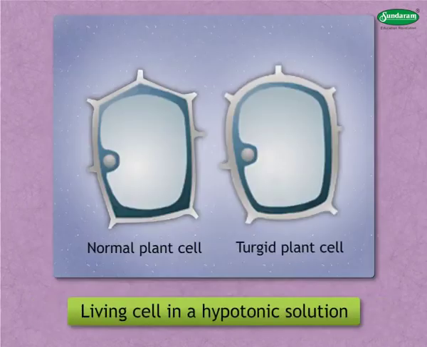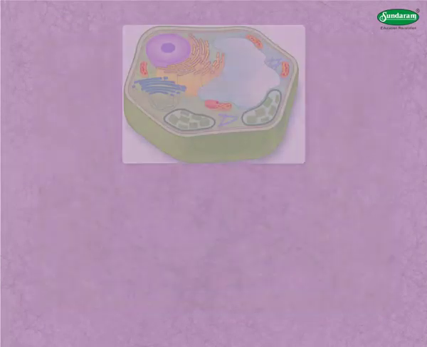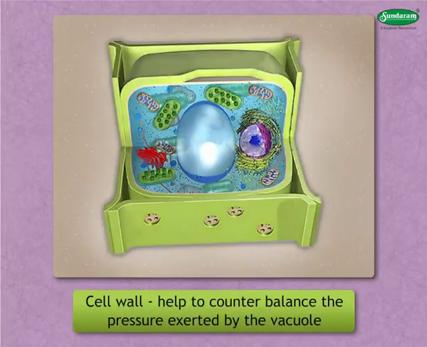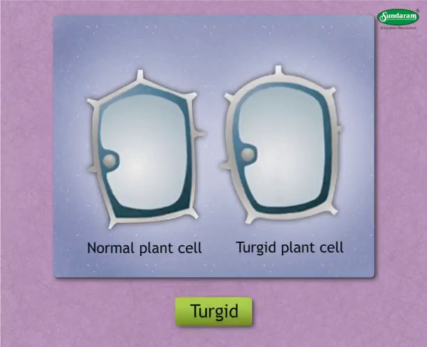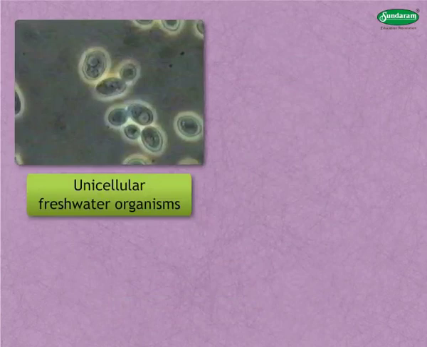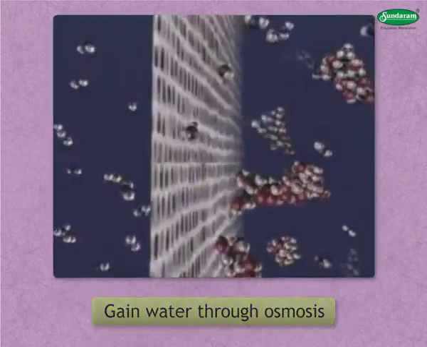You have seen what happens when a living cell is placed in a hypotonic solution. The cell absorbs water and swells due to osmosis and becomes turgid. But the presence of cell wall in plant cells, bacteria and fungi helps the cells to counterbalance the pressure exerted by the vacuole, which is filled with water. The plant cells become turgid but withstand the pressure. Unicellular freshwater organisms and most plant cells tend to gain water through osmosis.